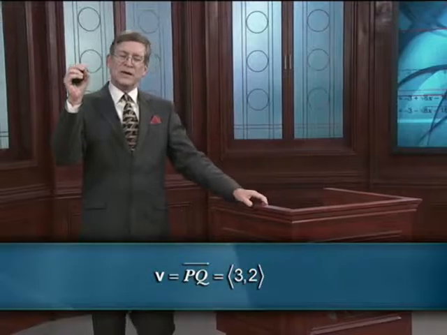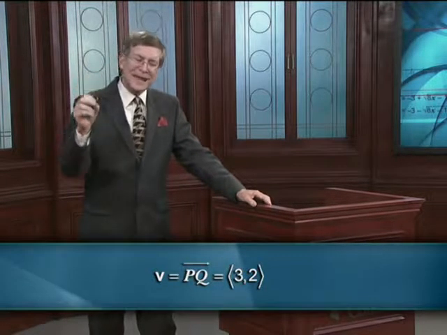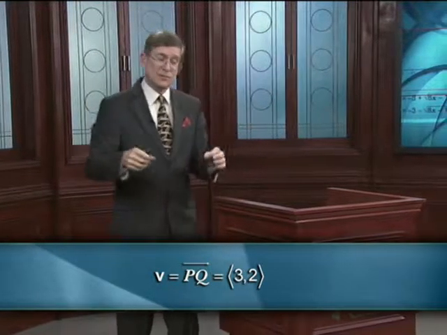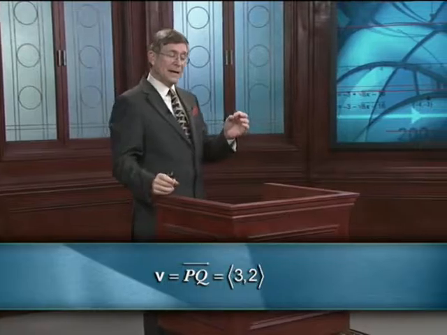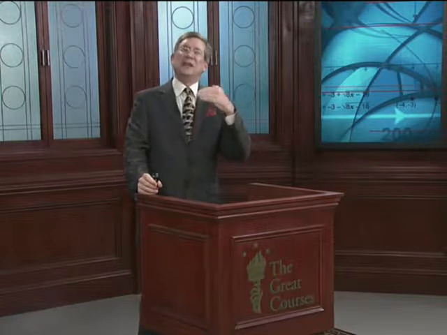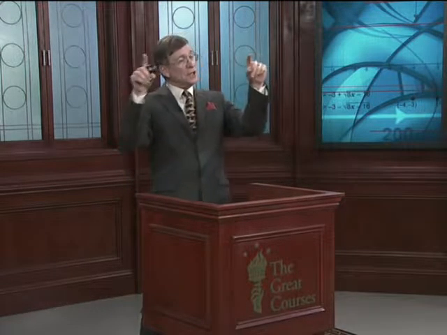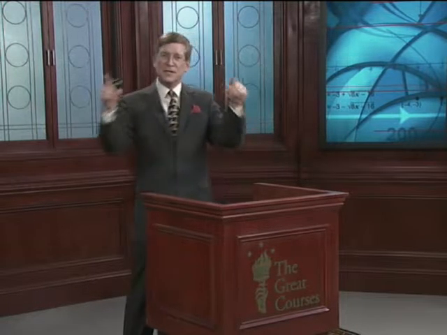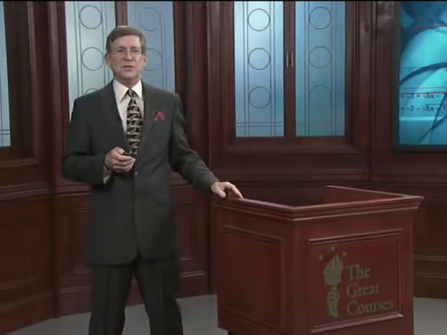In that previous example, the vector represented by PQ in standard position would be given by 3, 2, using brackets to indicate that it's a vector. By the way, that notation is also not consistent across all textbooks, but we'll use brackets to indicate that it's a vector. If we use parentheses, then it's the point 3, 2. But with these brackets, it's the vector 3, 2.